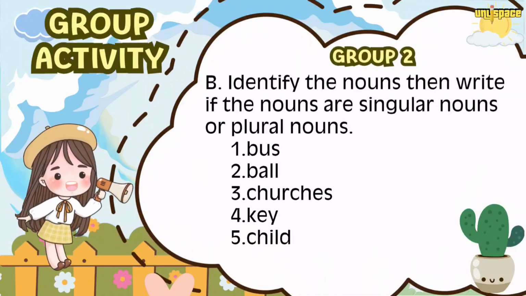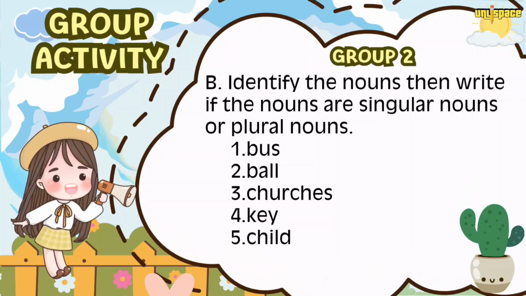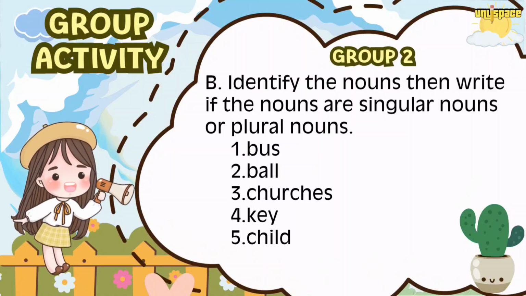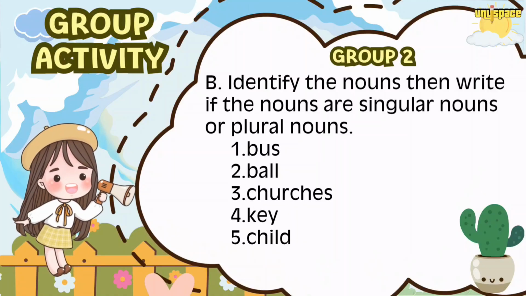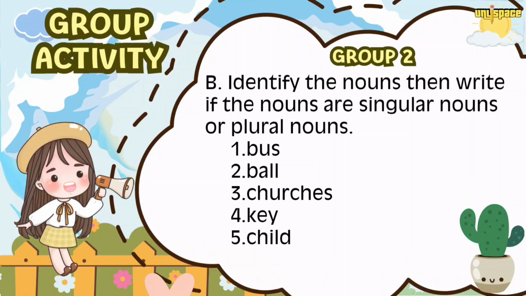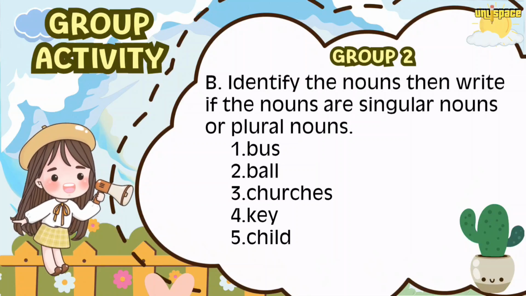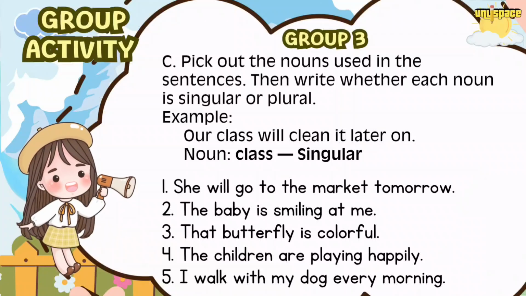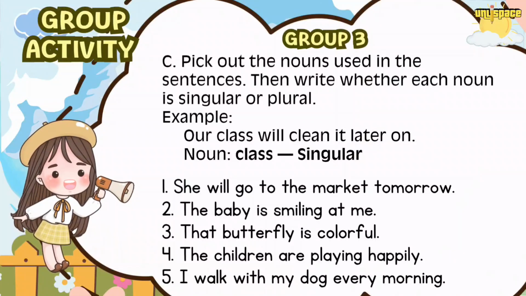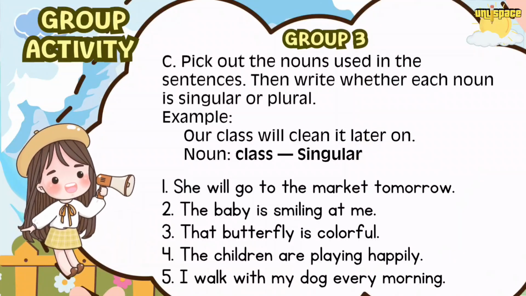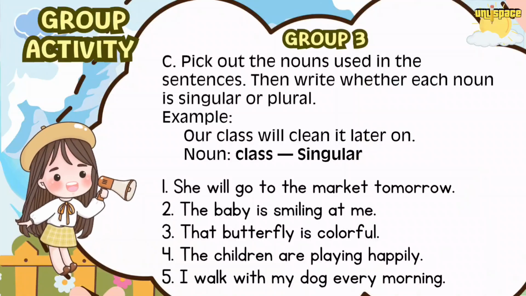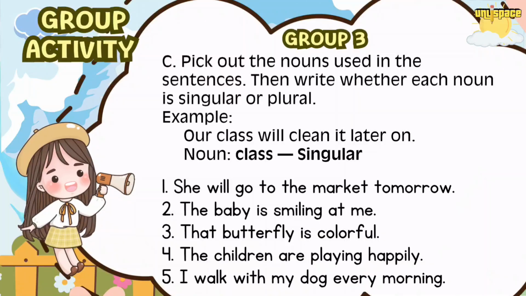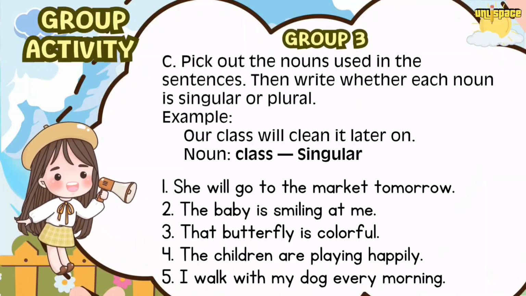Group 2. It's your turn. Look at each word. Is it naming just one or more than one? Write whether it's a singular noun or a plural noun. Group 3. Read each sentence and look for the noun or naming word. Then decide, is it talking about one thing, singular, or more than one, plural? Write your answer like in the example.